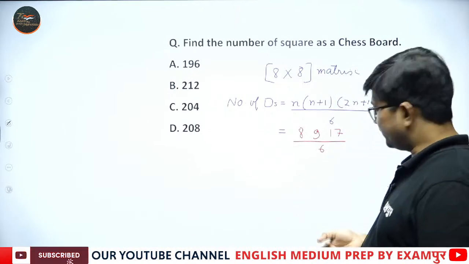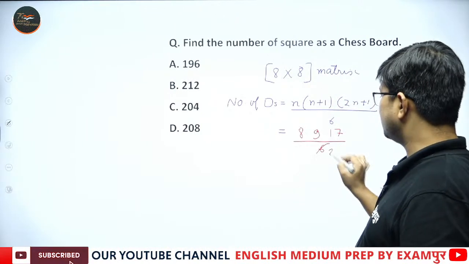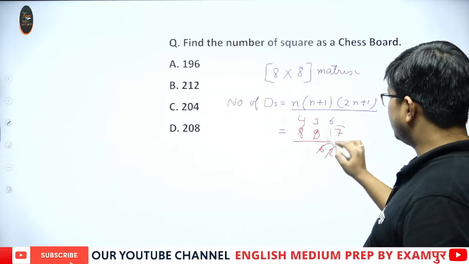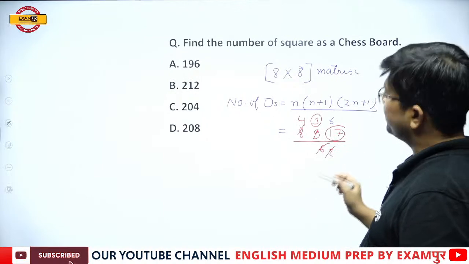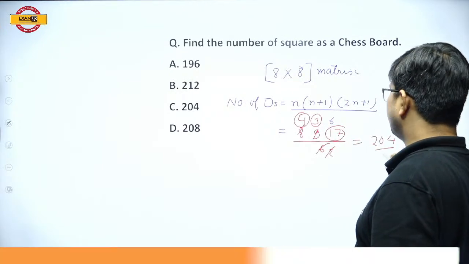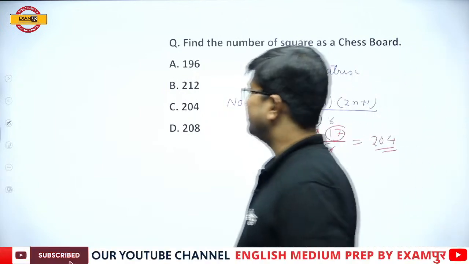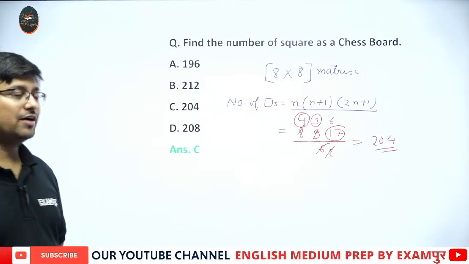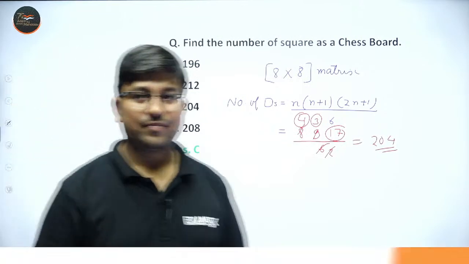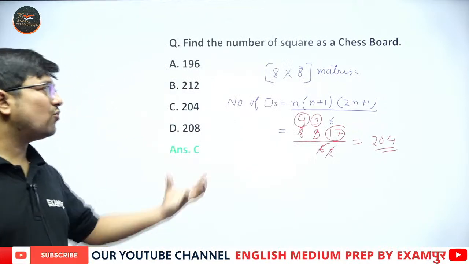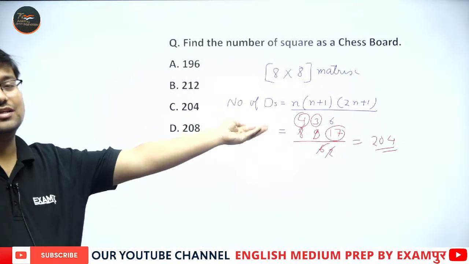Now if you cut it further using the table of 3: 3 2s are 6, 3 3s are 9, 2 4s are 8. Now 17 3s are 51, into 4. So the right answer will be 204. All right, everyone. Fine. Yes or no? Yes or no, guys? So this is how, very quickly, even without drawing the diagram, we can do it.